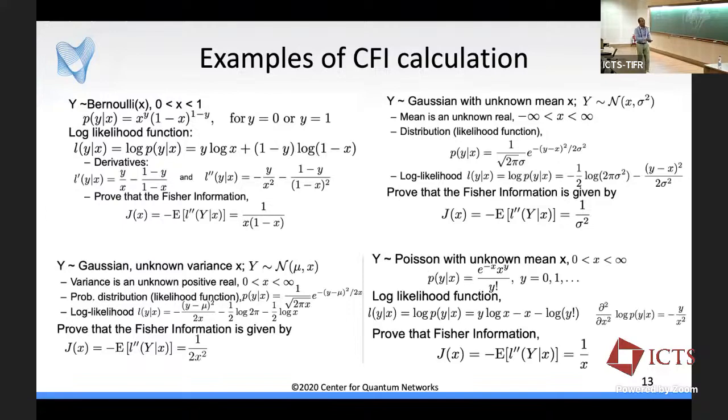This one I am going to use, I'm going to write down. So it's a Poisson distribution. Have you heard of the Poisson distribution? So the Poisson distribution, Y takes values over integers and X is a scalar real number between zero and infinity.